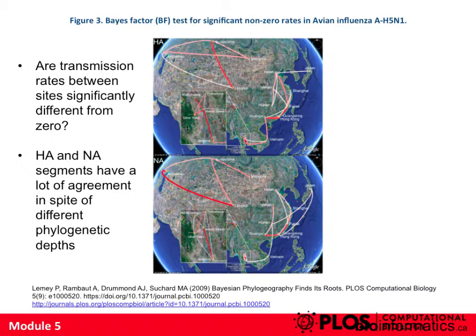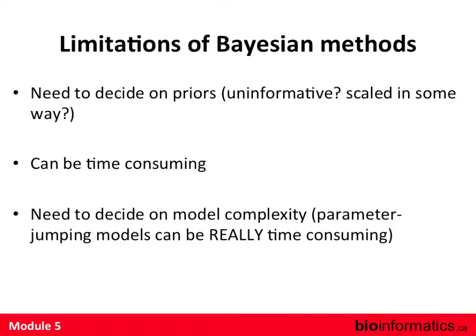Across the end there. So it's interesting that they show this degree of agreement in spite of the fact that they actually have somewhat different phylogenetic histories. I only showed you HA, but in the paper they show HA and NA, and there are some substantial differences there. And if you're familiar with processes like reassortment in influenza evolution, then that's one of the big reasons why.